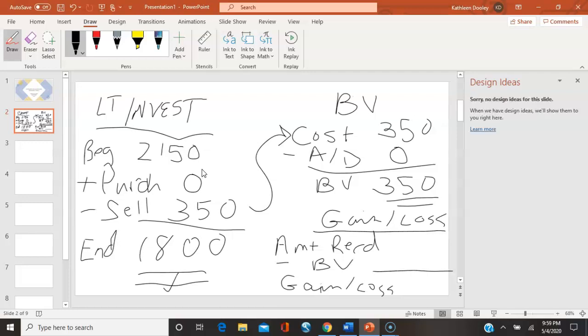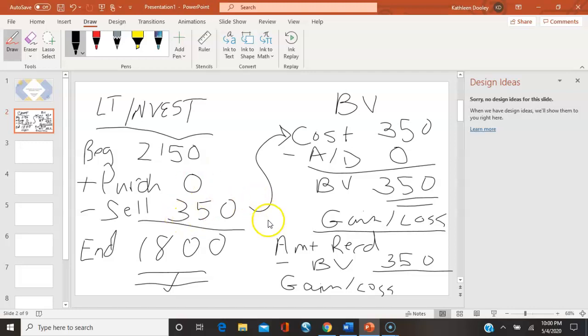Okay, so we need to know the amount that we receive for this. Now, sometimes you're not told, okay? Sometimes you're told some other piece. In this case, we were told that the amount we received was $550. What if we didn't know that? We know the book value, we just calculated it. That was $350, okay?